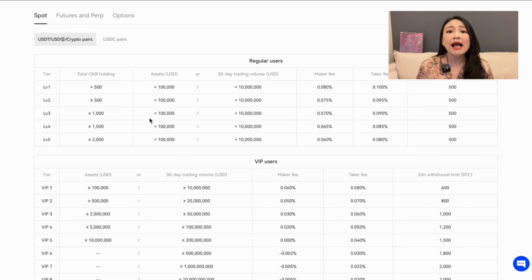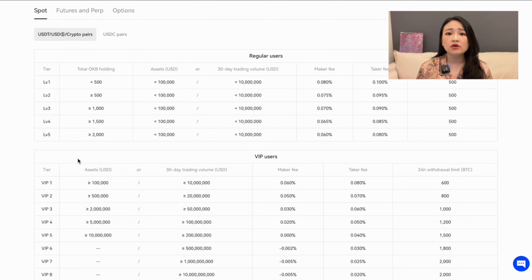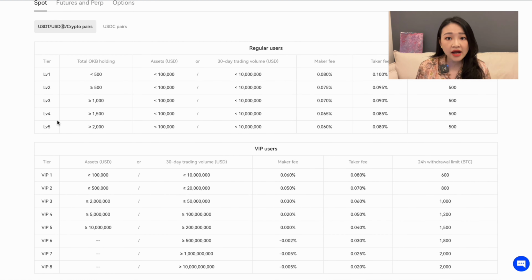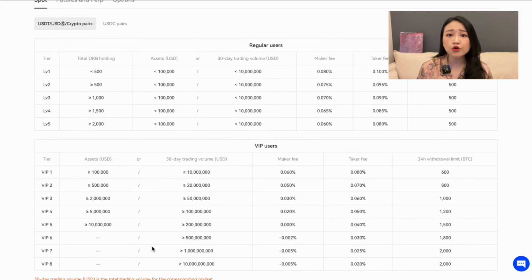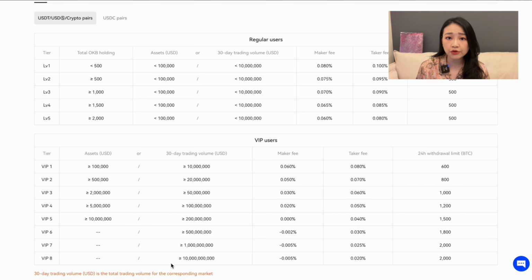OKX in total has 13 tier levels, which are level 1 to 5 and VIP 1 to 8. By holding the OKB, you can climb from level 1 to 5, while based on the assets you hold, you can reach up to tier VIP 5. When in VIP 5, you're in tier level 10. The 11th to 13th tier level, you can only reach through your trading volume.